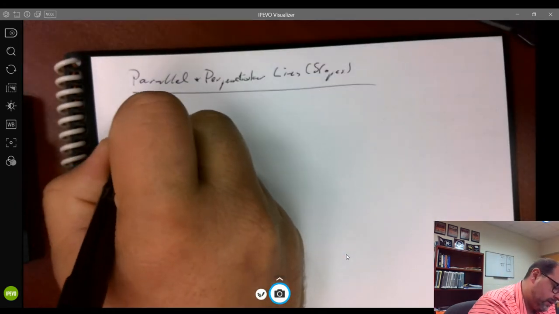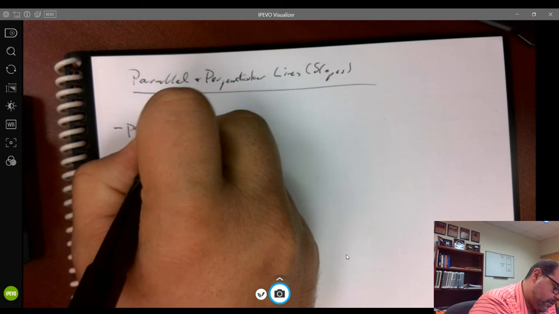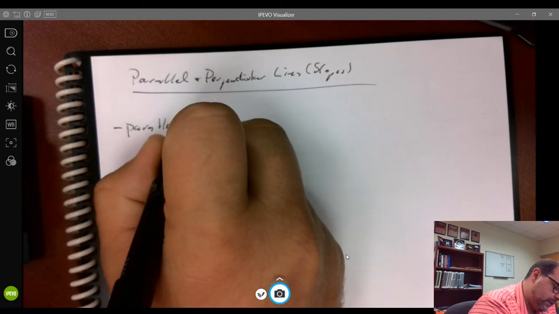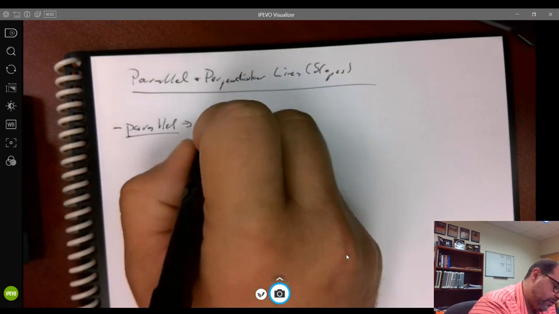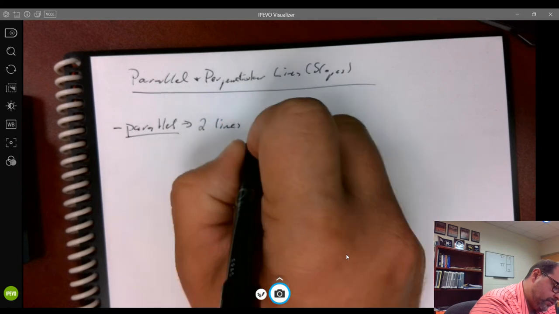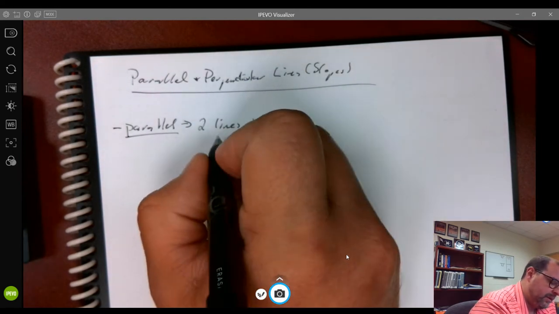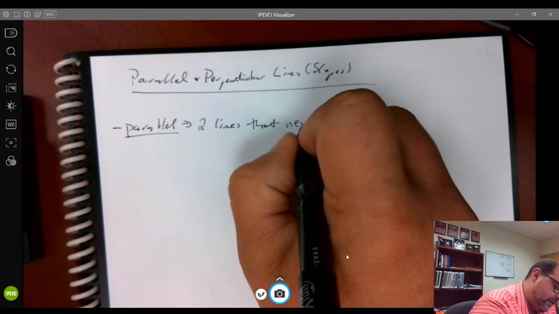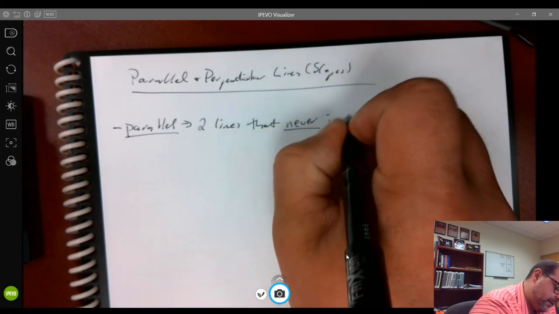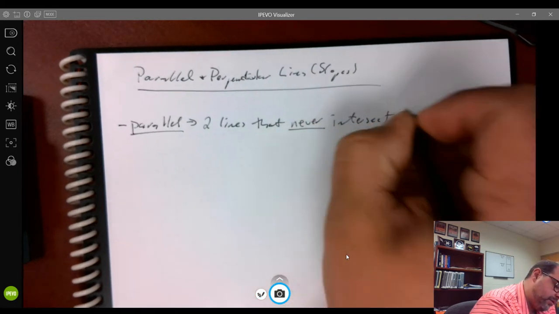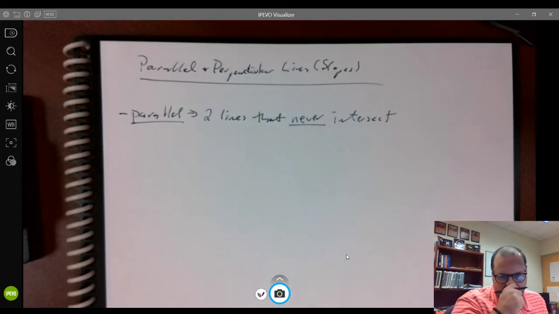Parallel, which you've probably seen before, heard before, are two lines or more. I could really put two lines, but really lines that never intersect. I mean, if you graph them, they would go on forever and never cross each other.